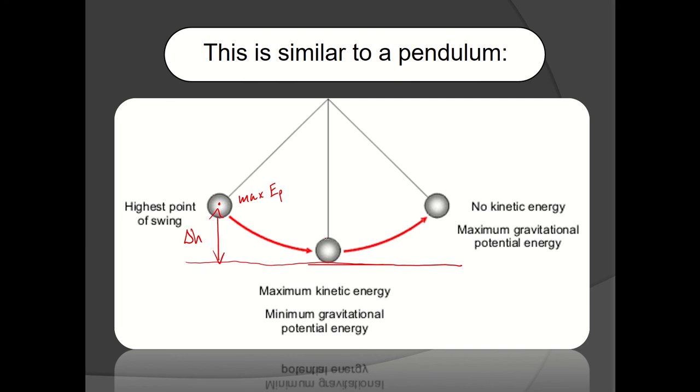and as it swings down, it's going to speed up. It's going to have maximum kinetic energy. After this, it's going to keep going up, and again, it's going to get to maximum height. In this case, we're talking about maximum potential energy, and no kinetic energy left.